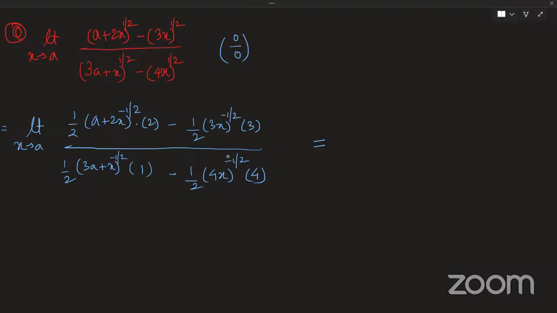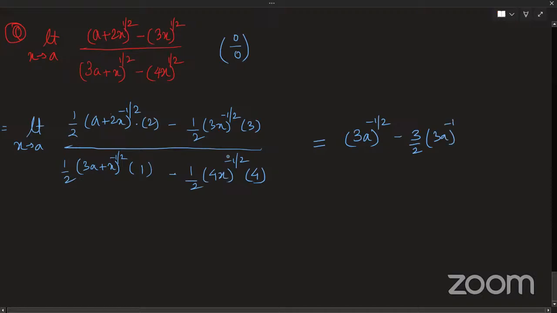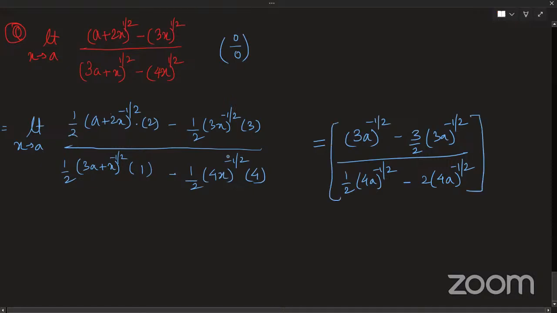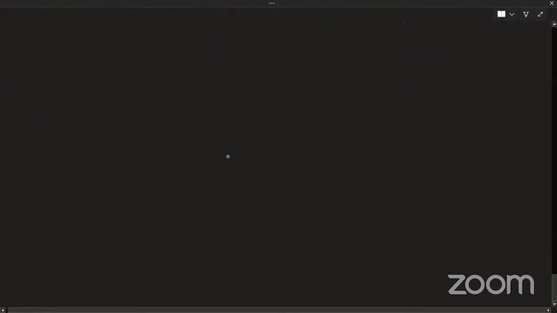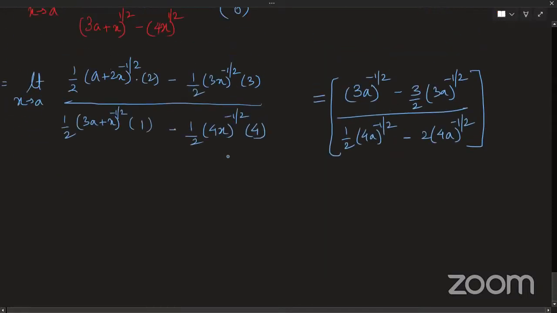So you will get 3a raised to minus half minus 3 by 2 into 3a raised to minus half whole divided by half into 4a raised to minus half minus 2 into 4a raised to minus half. Fine. And you can just do the calculations on your own. I won't be helping you with the calculations. You can look at it on your own and get the final answer. So, okay, got this, Navneet?